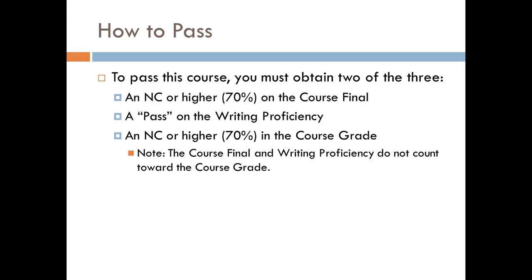I'm going to go over all three of these components in more detail in just a second, but just to give you an overview right now, there are three components to passing English 050. Now, I want to be really clear, you only have to obtain two out of the three. It doesn't matter any combination of these two out of the three things. First, you have to get an NC or higher, meaning 70% on the course final. Second would be obtaining a pass on the writing proficiency, which is our last module right now. The third would be an NC or higher, again 70% on the overall course grade.